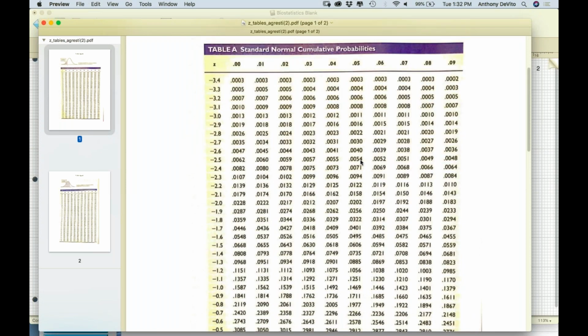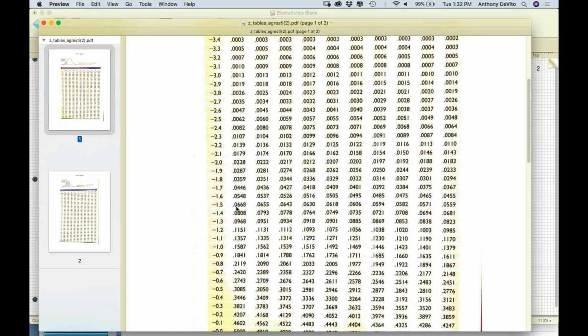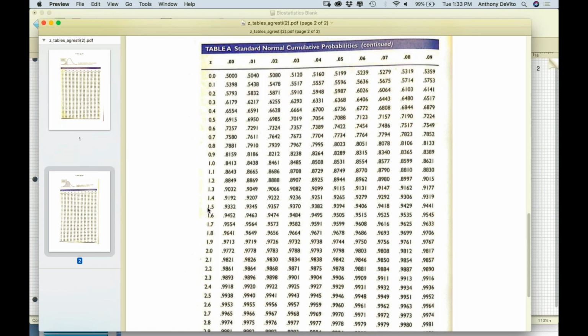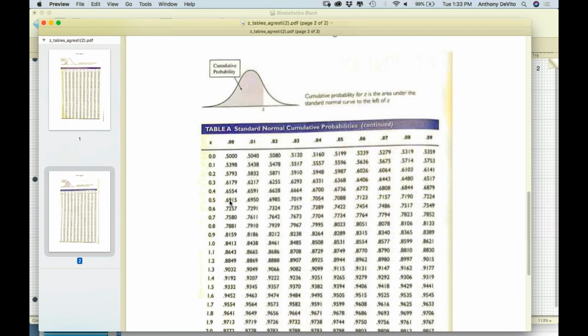So negative 1.50, which is what we're after, is this area right here, 6.68%, or 0.0668 as a proportion. So negative 1.51 would be this, 2, 3, 4. Each column represents the next digit. If I had a positive z-score, let's say a positive 1.5, the area to the right of that would be 0.9332, 93%. Why is that? Because it's all the way over here.